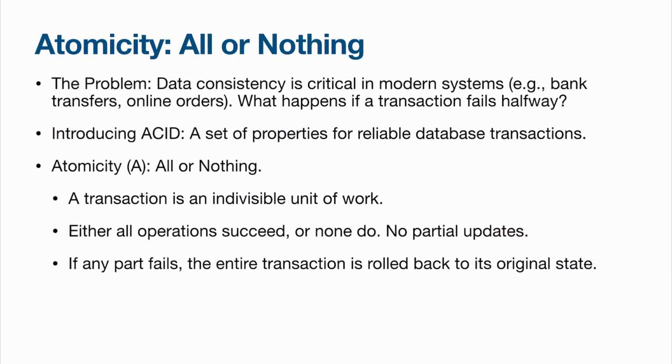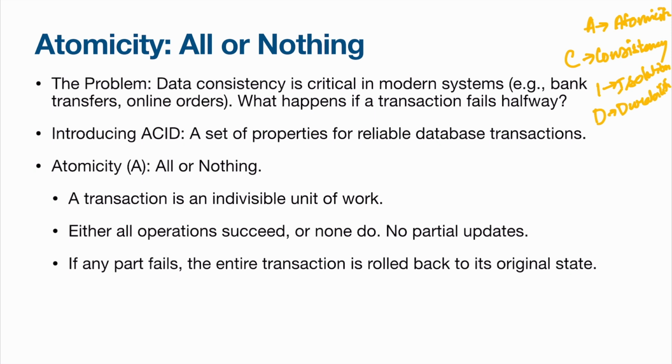So what are the ACID properties? These are acronyms for four properties. A is for atomicity, and C for consistency, I for isolation, and D for durability. So what are those four properties?